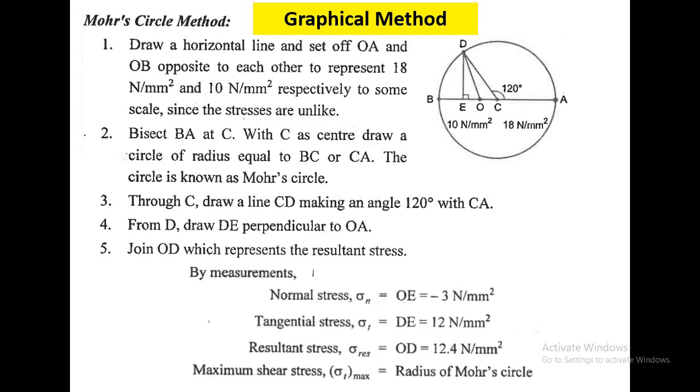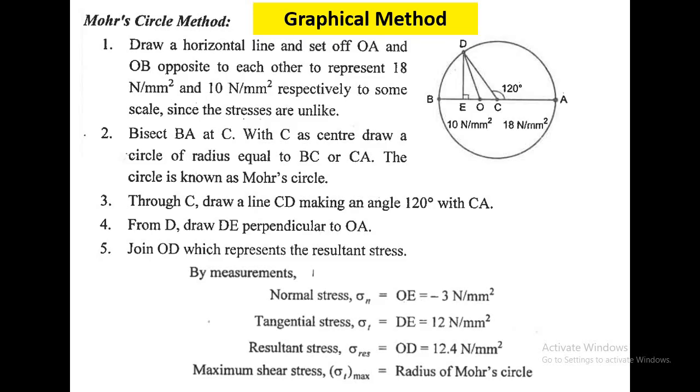So the measurement of OE is known as the normal stress. When you use the scale, you can do the reverse scale calculation and you are going to have minus 3 Newton per millimeter squared. And the tangential stress is DE, that is the perpendicular line. So you measure the distance in your scale and do the reverse scale conversion, you are going to have 12 Newton per millimeter squared. And the resultant stress is OD. Same thing, you measure and do the reverse calculation for finding the exact value, that is 12.4 Newton per millimeter squared.